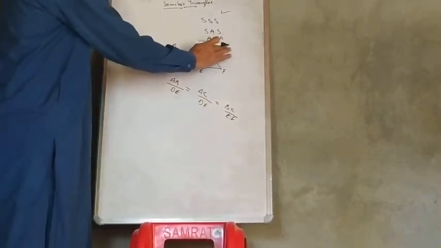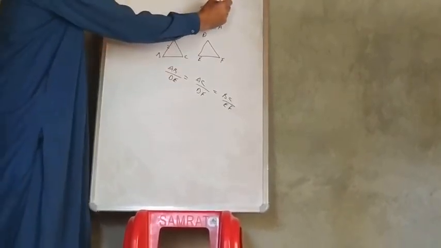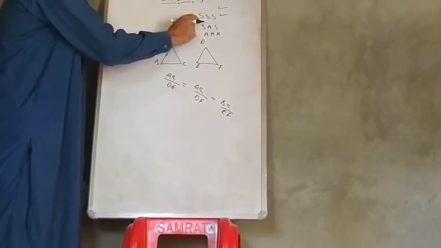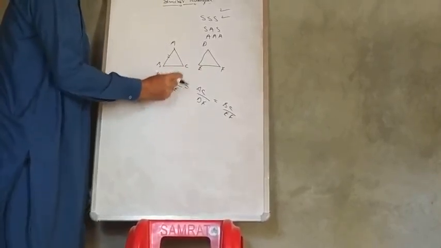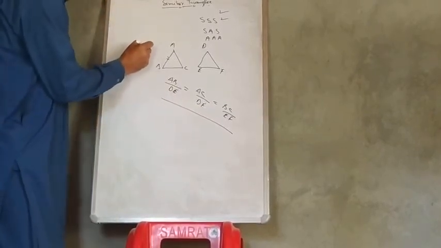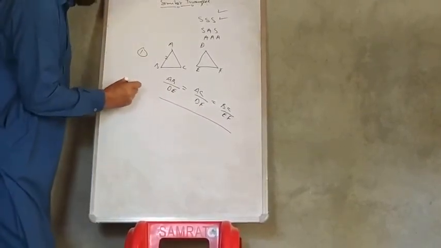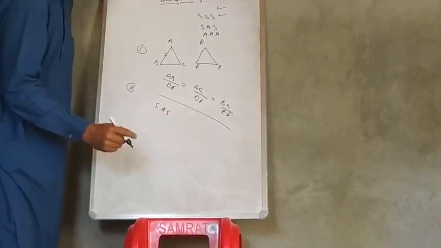So this is the first rule for two triangles to be similar, SSS. When all the three sides of one triangle are in the same ratio. Ratio is important here. So the first is SSS similarity. Second is SAS similarity.